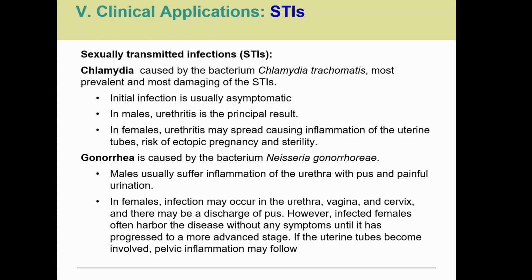Usually you don't realize you're infected because you have no symptoms, but males will usually develop urethritis, and in females this urethritis can spread all the way up to the uterine tubes. This is called PID, or pelvic inflammatory disease. And PID is a serious problem because it can cause you to lose fertility. It's not something you want to have.